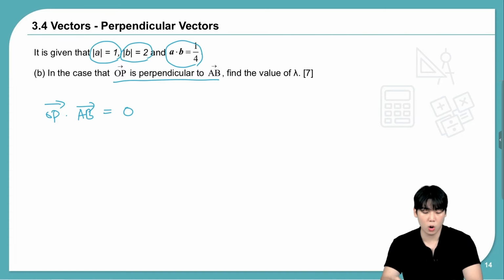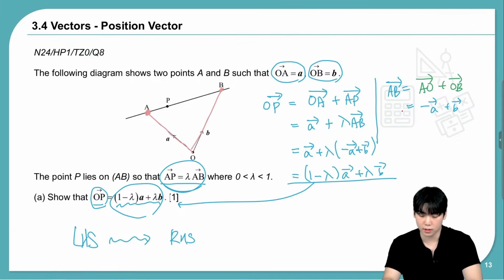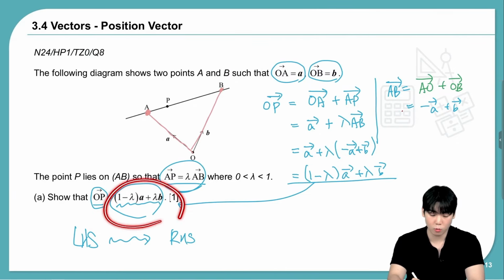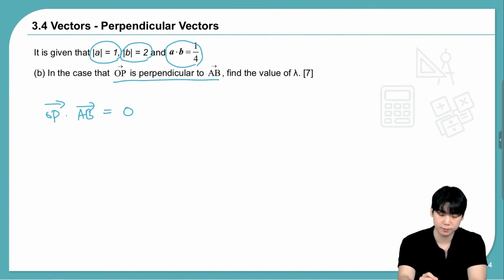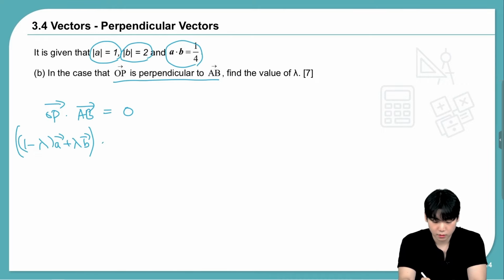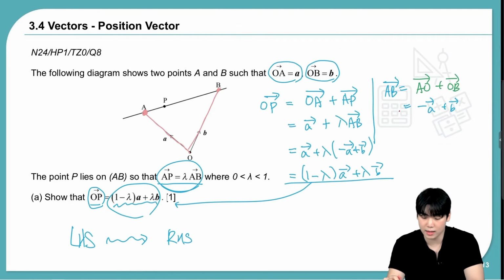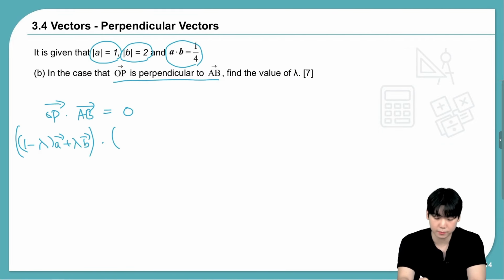And what was OP? OP was, using the given information, 1 minus lambda A plus lambda B, dotted with AB. What was AB? AB was minus A plus B. And that is equal to 0.